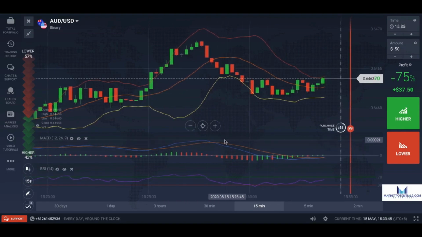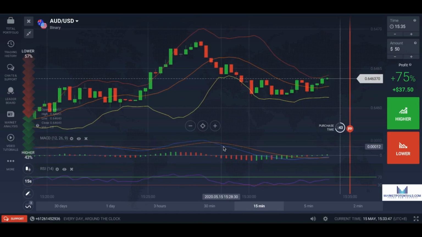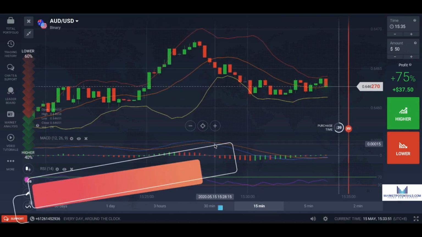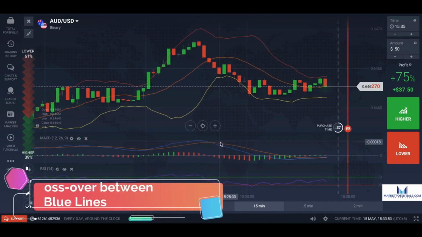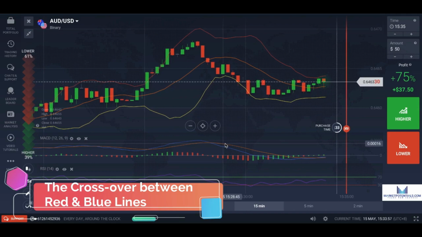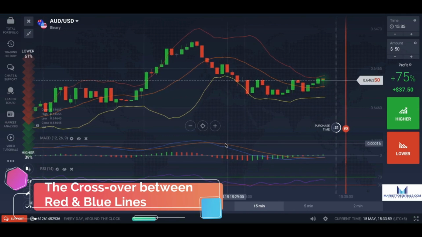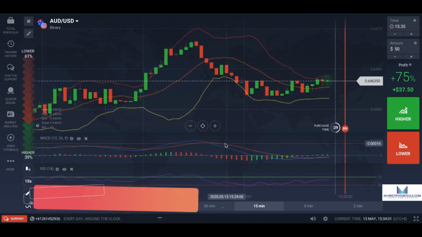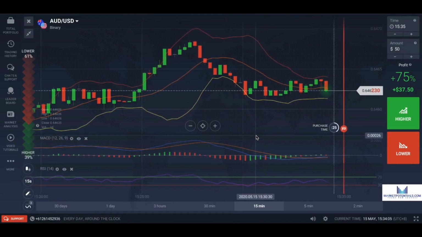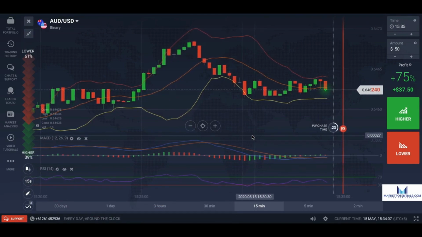Now, the key thing to look for when you're trading based on this is what you call the swing over. When the red line crosses the blue line, that tells you that a downtrend is just about to happen. So that's a good time to put in a buy. I mean, sorry, you can select lower, for instance, at that time, because you think it's going to go lower. That's just one of the ways that you use the MACD.